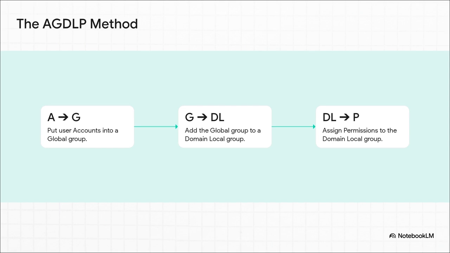Then, that entire global group gets put into a domain local group. And finally, you give the permissions to that last group. This method, AGDLP, is a beautiful, scalable way to manage permissions even in a huge company.